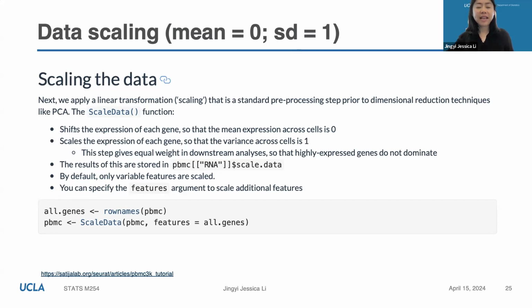So what we do exactly is that we shift the expression of each gene so that the mean expression across cells is 0. We scale the expression of each gene so that the variance across cells is 1. This step gives equal weight in downstream analysis so that highly expressed genes do not dominate.